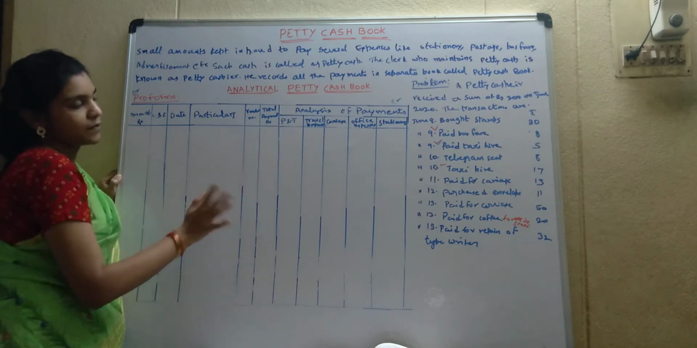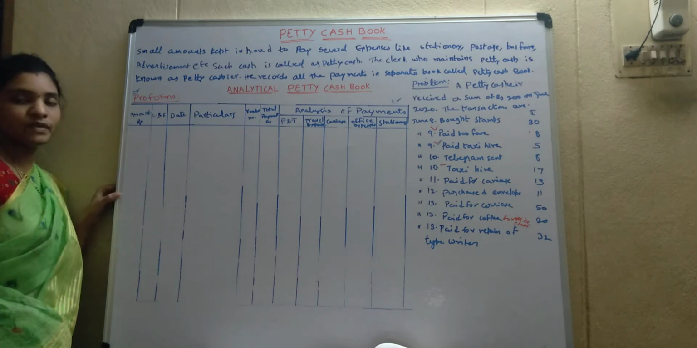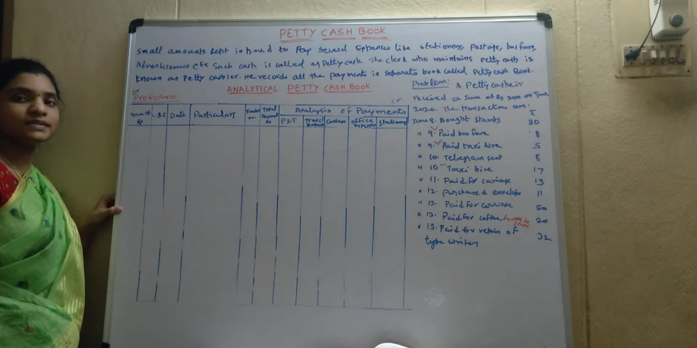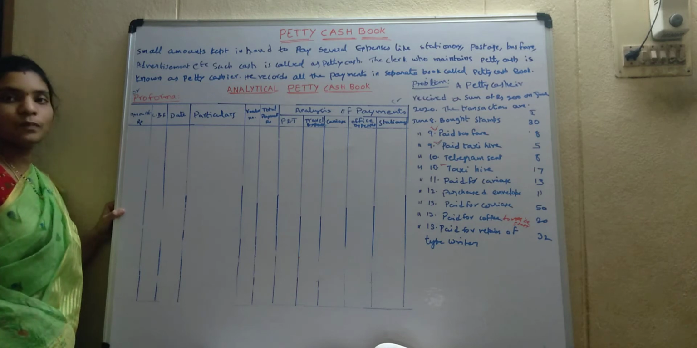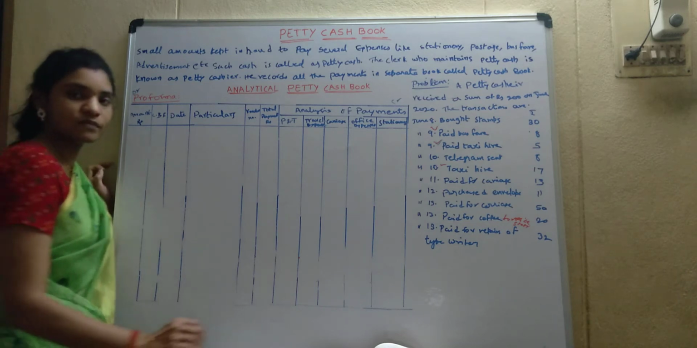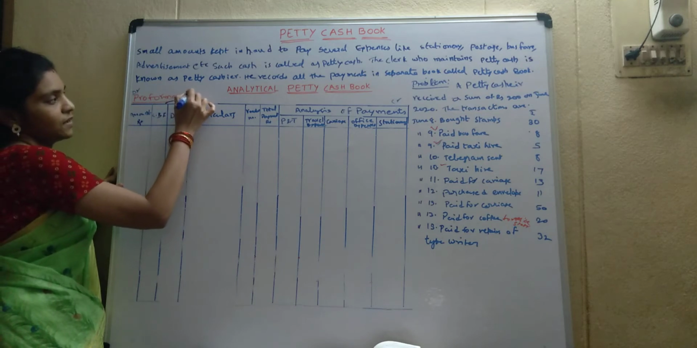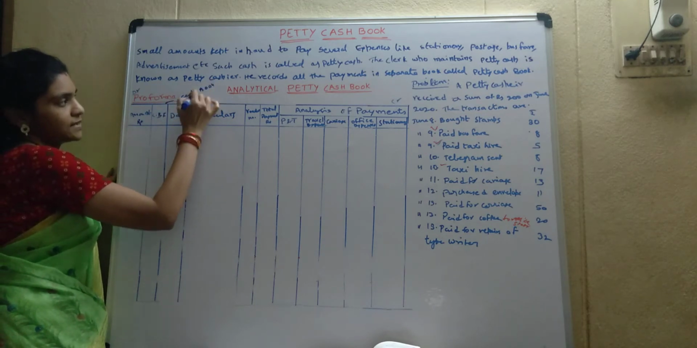And voucher number you already know. Coming to the CBF number: what is CBF number? Cash book folio. What is folio? We have already discussed that folio means page number. Here CBF means cash book page number.